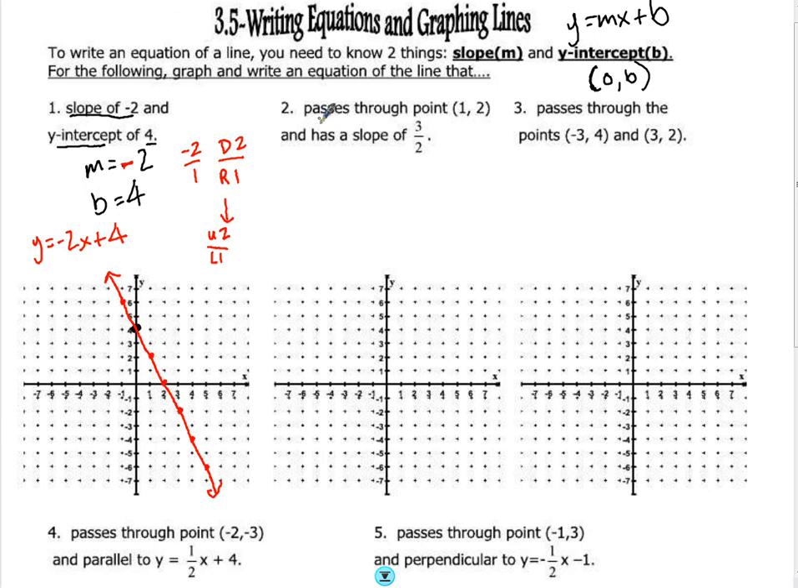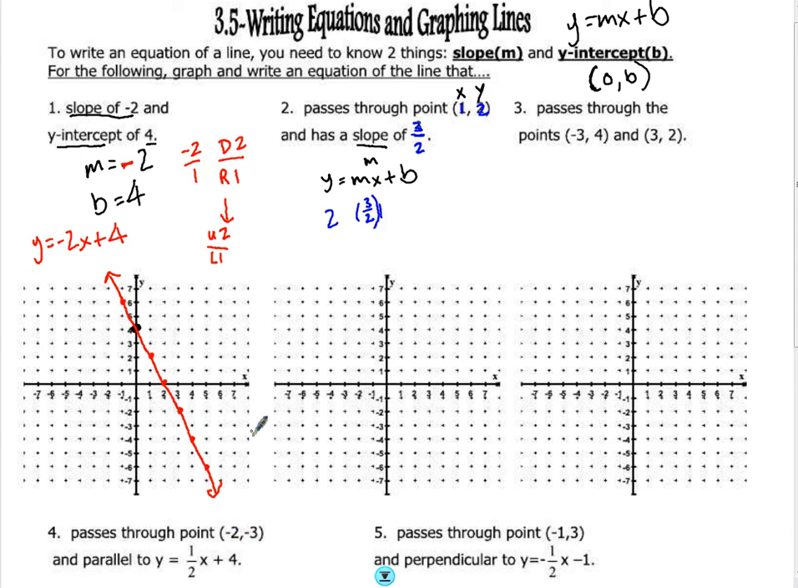Looking at number 2, we're looking at an equation of a line that passes through the point (1, 2), and it has a slope of 3 halves. So what do I know about the y equals mx plus b equation? Well, I know that my x and y are 1 and 2, so I'm going to plug those in for x and for y. I also know my slope is 3 halves, so I'm going to plug that in for m.